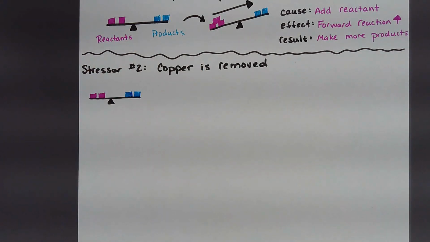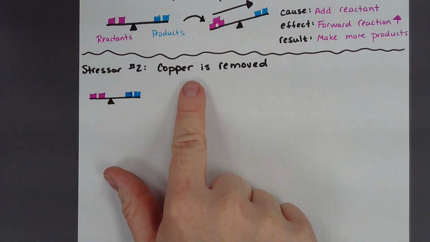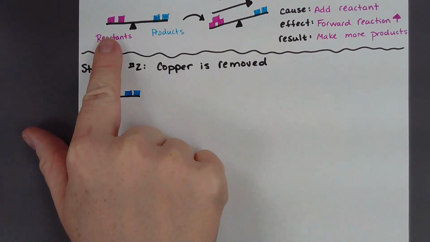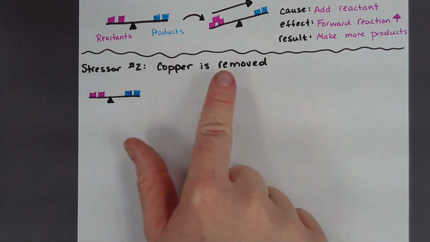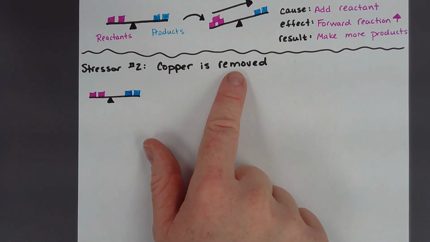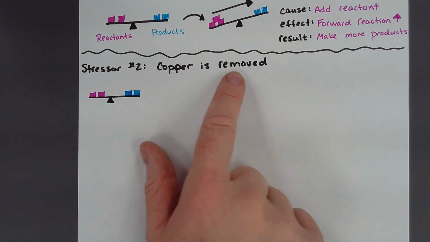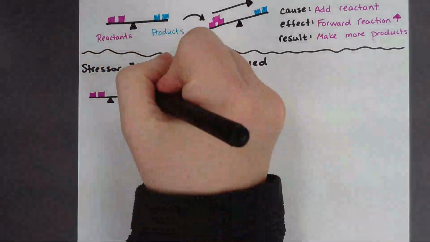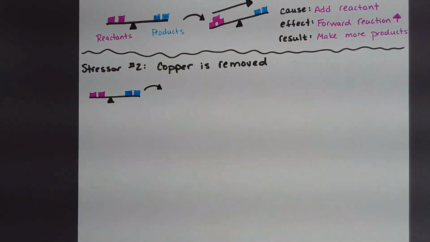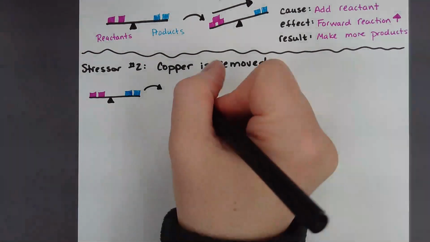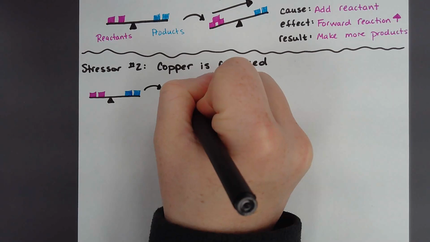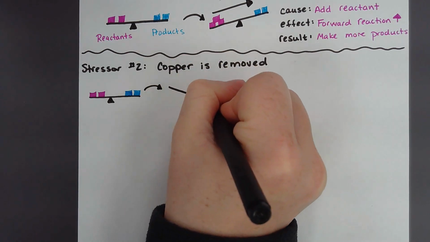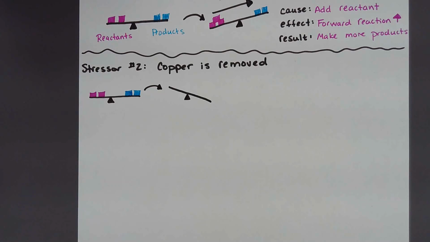Now, this time, my change is different. I'm still dealing with copper, which is a reactant. So I'm still working on the reactant side. But this time, copper is being removed, which means instead of adding an additional box on the left, I'm going to take a box away. So now my left is only going to have 1 box, and my right is going to have 2. So my teeter-totter is going to look more like this.